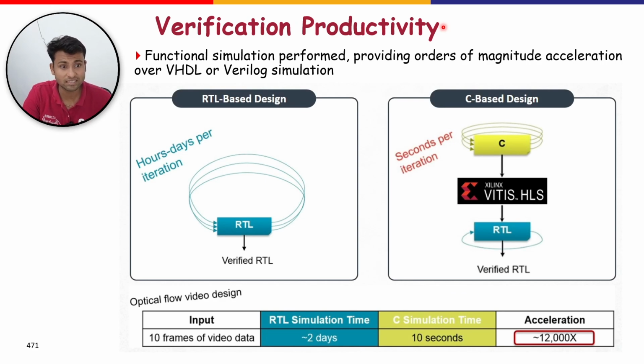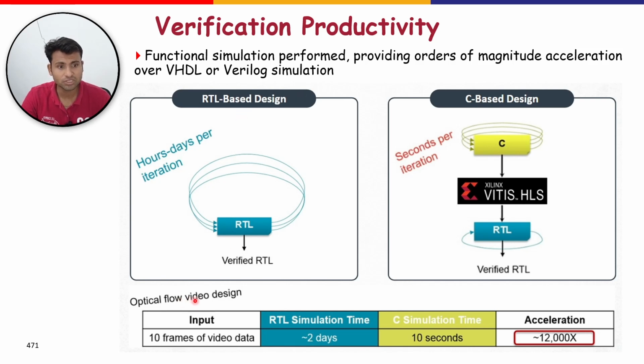The Vitis HLS accelerates design implementation and verification by enabling C, C++ specifications to be directly synthesized into RTL written in VHDL or Verilog, after exploring a multitude of microarchitectures based on design requirements. The functional simulation can be performed at that level, providing orders of magnitude acceleration over VHDL or Verilog simulation. The RTL-based designs generally take longer to perform the verification and the exploration of the design is comparatively difficult.